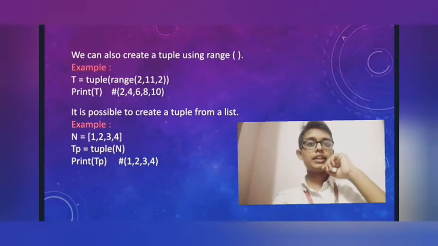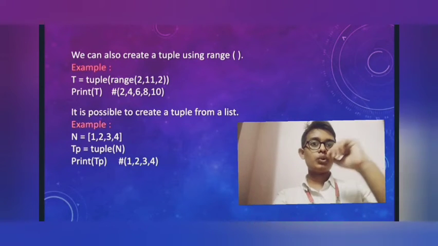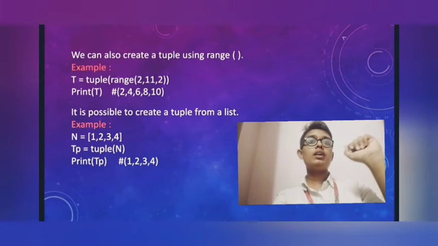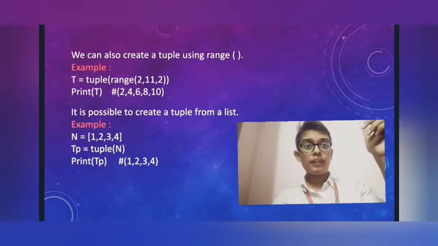It is also possible to create a tuple from a list. Let us take a look at the given example. N is equal to 1 comma 2 comma 3 comma 4. TP is equal to tuple of n. Print TP. It will print the output as 1 comma 2 comma 3 comma 4.